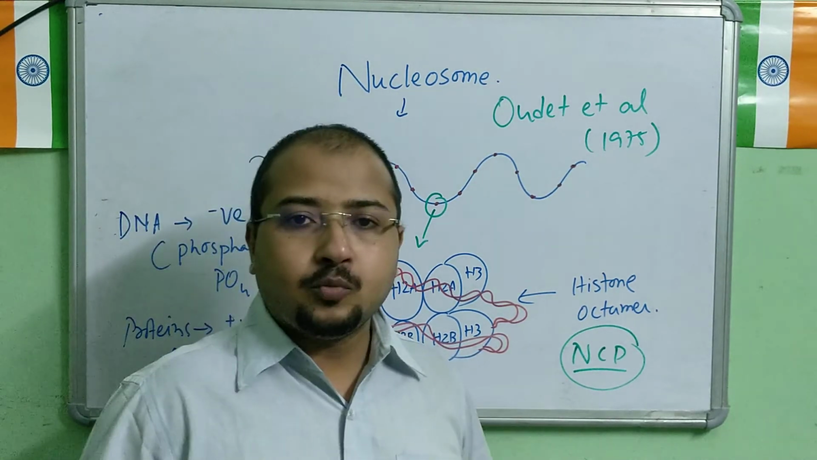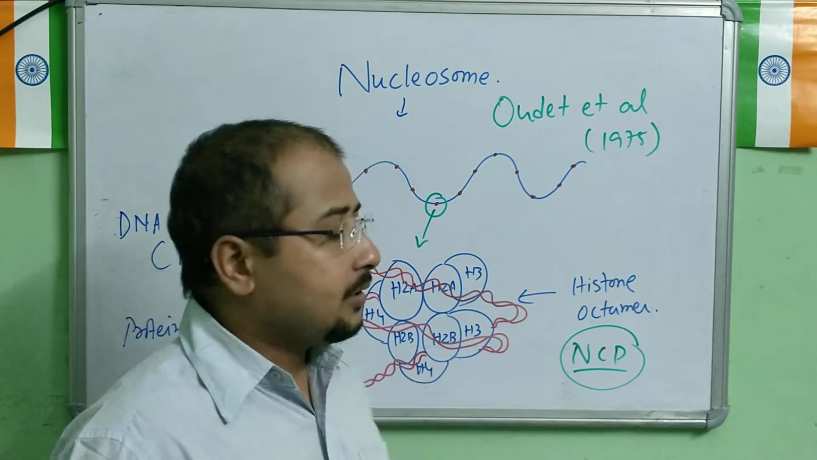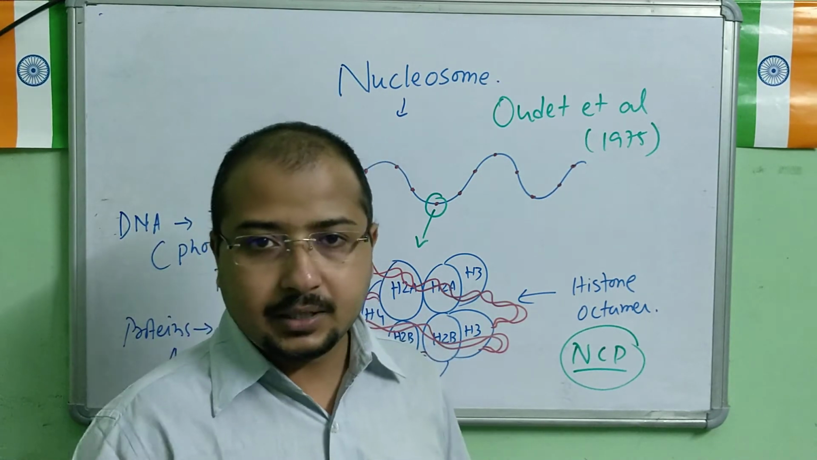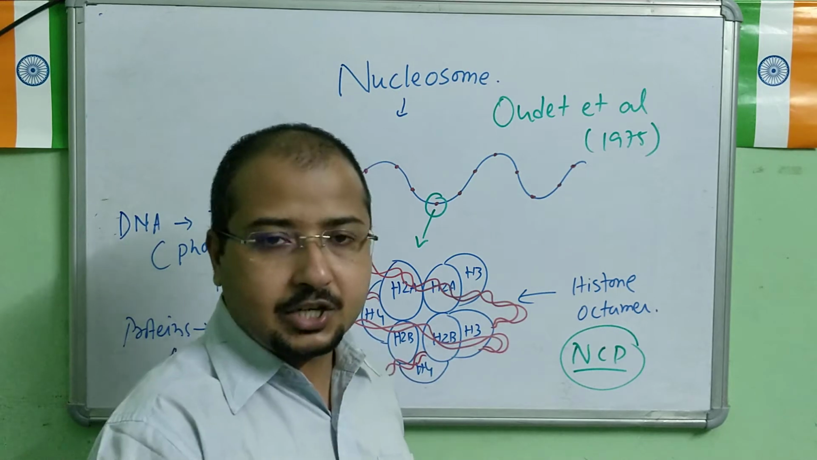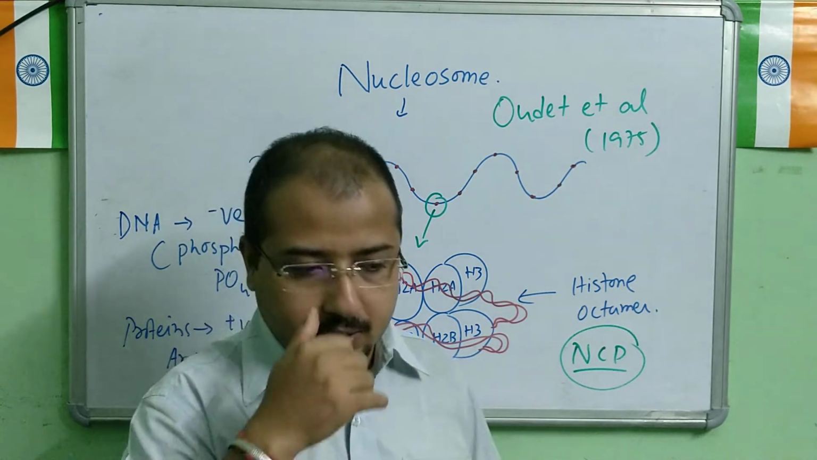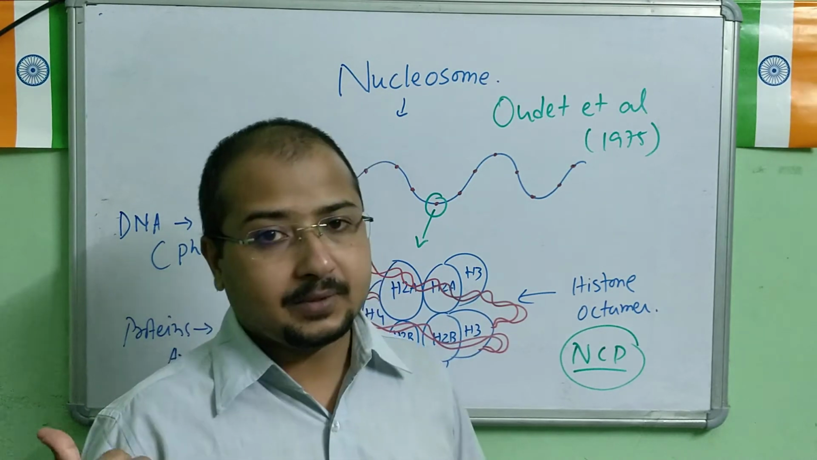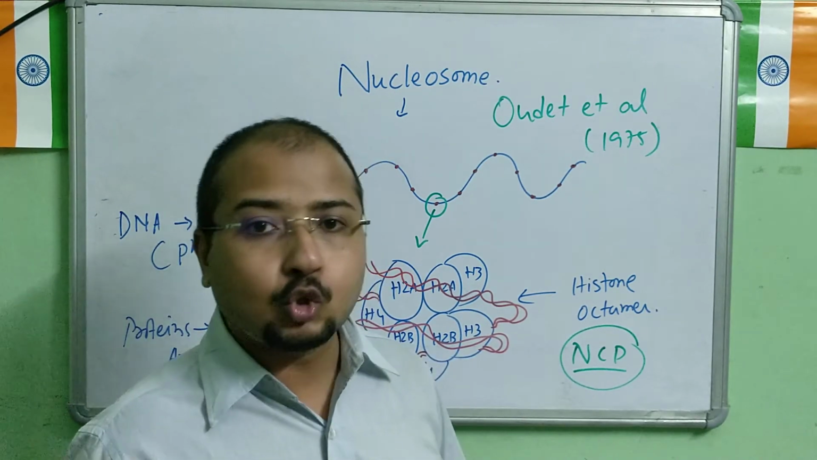There are parts of the chromosomes after condensation which are loosely packed. After condensation, in the chromatin, in the chromosomes, we see some parts which are loosely packed and stain light. That part is known as euchromatin.